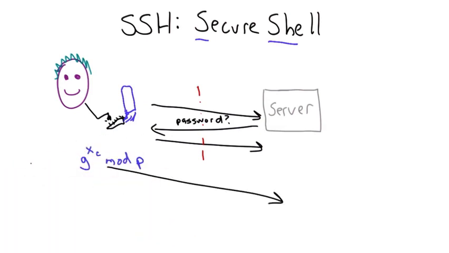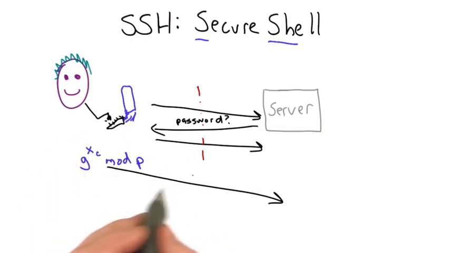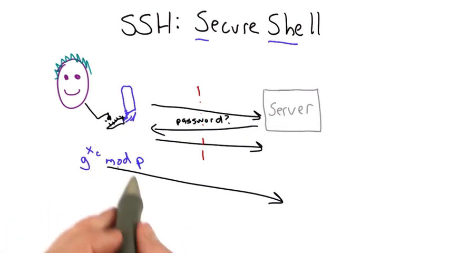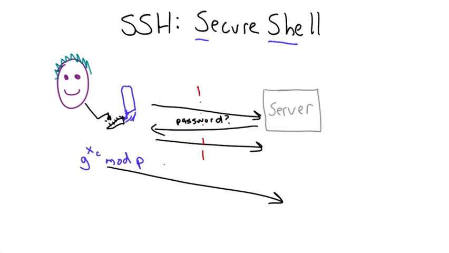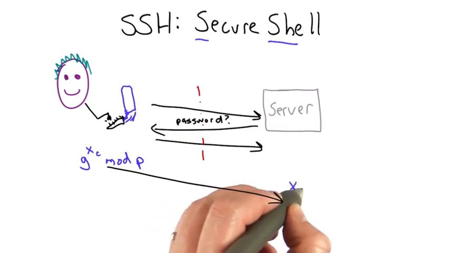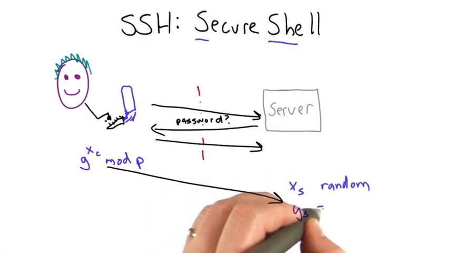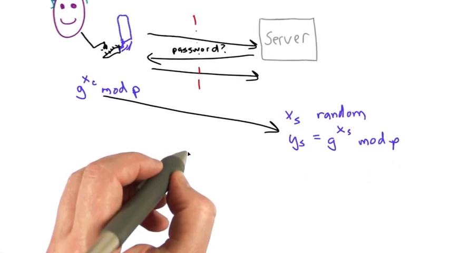So the first step is very similar to Diffie-Hellman. In fact, it's the same. The client picks a large random number and sends to the server g to that power mod p. And g is the generator, p is the modulus, just like in Diffie-Hellman. The server picks its own large random value, we'll call that xs, and computes ys, which is g raised to that power. So far this is the same as the Diffie-Hellman protocol.